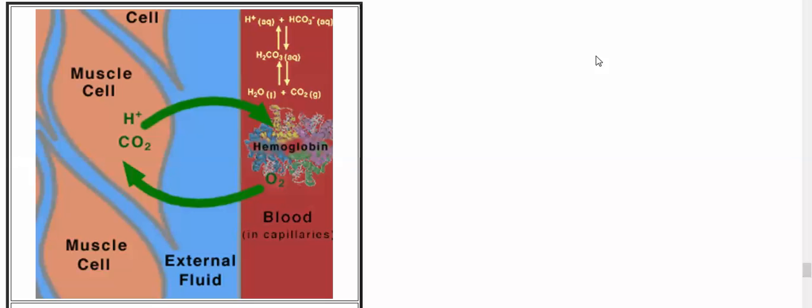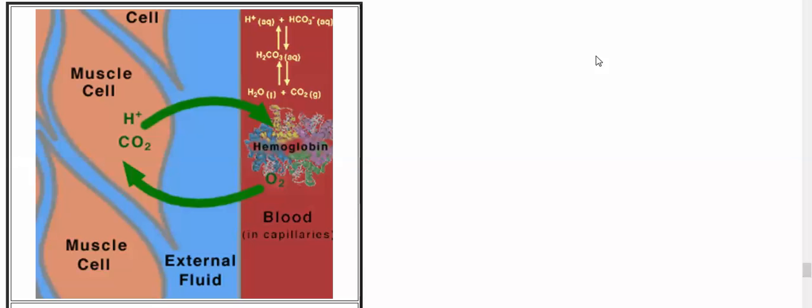The muscles produce carbon dioxide and hydrogen ions as a result of increased metabolism, setting up a concentration gradient in the opposite direction from that oxygen gradient. The next thing is the carbon dioxide and hydrogen ions flow from the muscles to the blood via these concentration gradients that we just talked about. The buffering action of the hemoglobin picks up the extra hydrogen ion and some carbon dioxide.